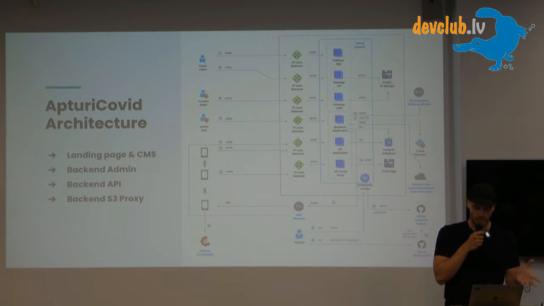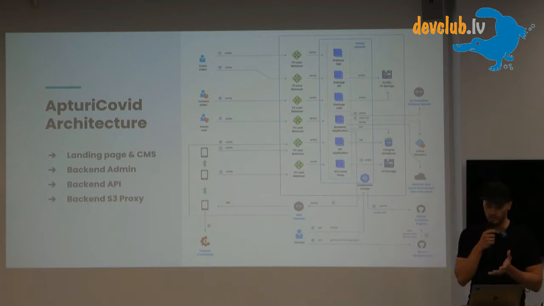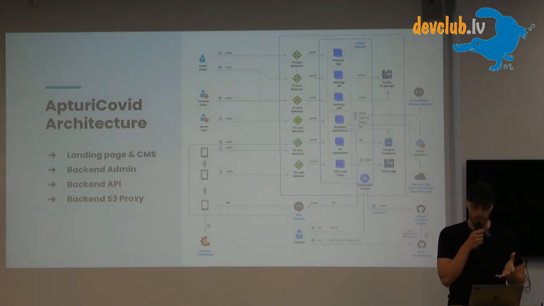And this is what we came up with, how the backend and everything looked. At the start, we also needed to create the landing pages. If you go to apturicovid.lv, it has a landing page with all the information, the marketing materials, and things like that. At the start it was just a static page, but after a few days the marketing team wanted some changes, and they wanted to change things by themselves.